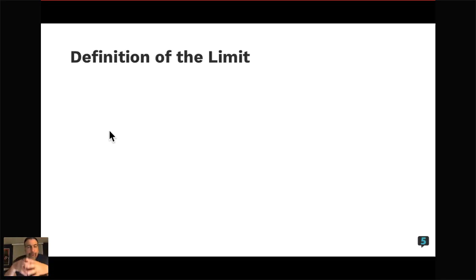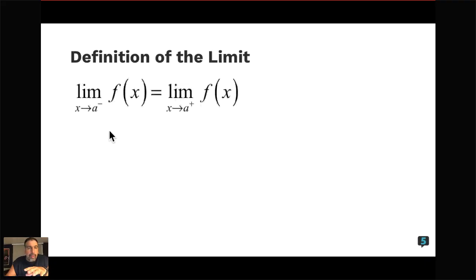So earlier I said we're going to talk about the definition of the limit. I wanted to share a couple of examples to set the groundwork of where we're at. And now here's where we're looking, okay? This is our definition of a limit.